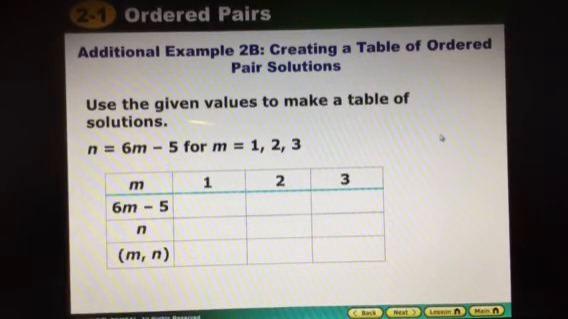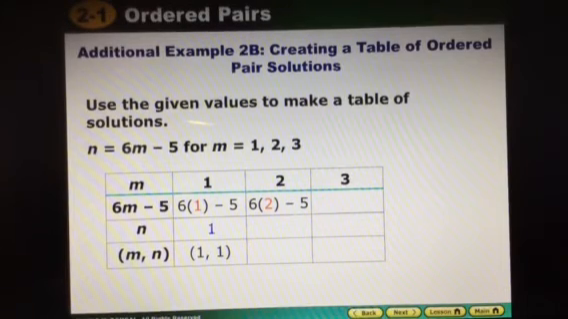This time we're going to have a horizontal chart. So now we're going to put our 1, 2, and 3 here that we're substituting in for m. We're going to substitute in 1 for m. 6 times 1 is 6, minus 5 is 1. And then we'll put our ordered pair 1, 1. So if you'd like to fill in the other two independent variables, 2 and 3, we'll come back and show you the solution if you pause it here.